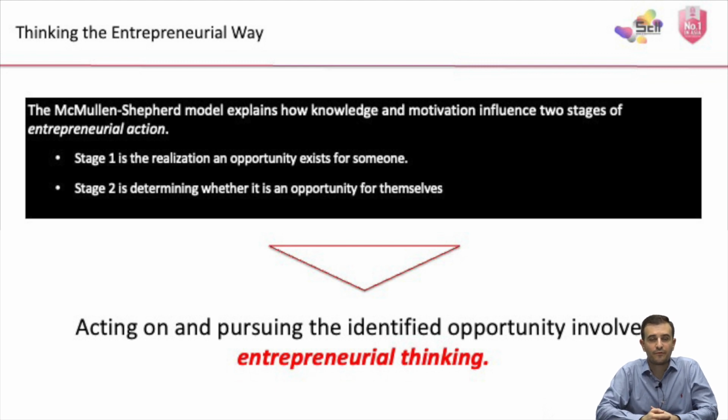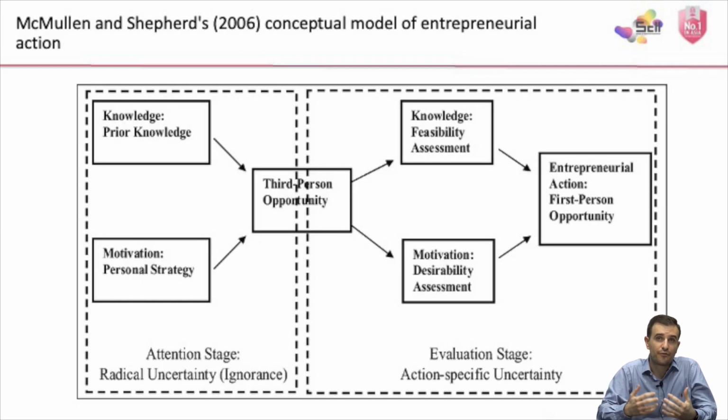So let me share with you the McMullen and Shepherd framework, a model of entrepreneurial thinking and entrepreneurial action. So in this first stage, opportunity identification, here we have the prior knowledge of the entrepreneur and the motivation of the entrepreneur. So what is the strategy to exploit that opportunity? But still at this stage, we are looking at the opportunity from a third-person, third-party perspective. So we're not really looking at this opportunity through our own lenses.